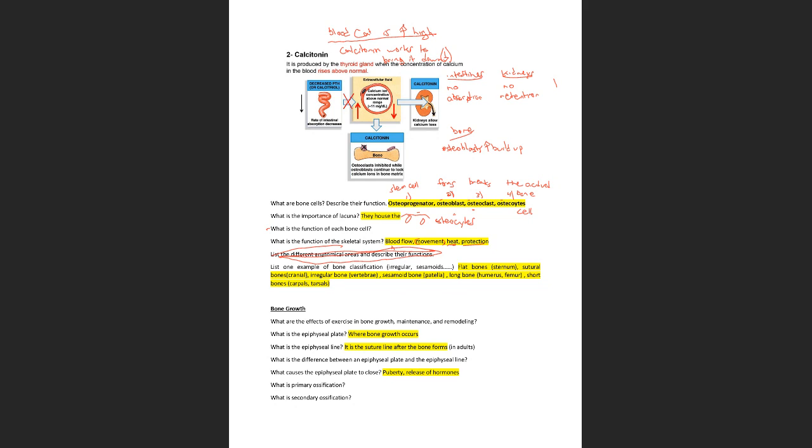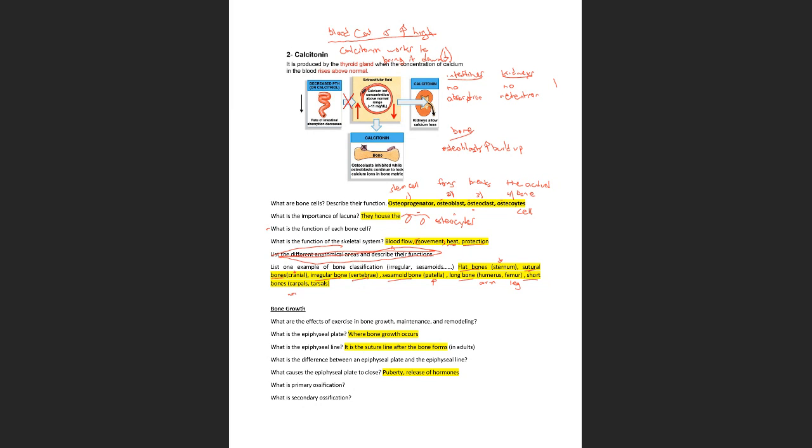So we have flat bones, sutural bones, irregular bones, sesamoid, long bone, and short bone. An example of a flat bone is the sternum. An example of a sutural bone is our cranial bones, which are joined together by sutures. Irregular bones are the vertebrae. Sesamoid bones is the patella, or kneecap. Long bone is the humerus, which is our arm, or femur, which is our leg. And then the short bones are carpals and tarsals.